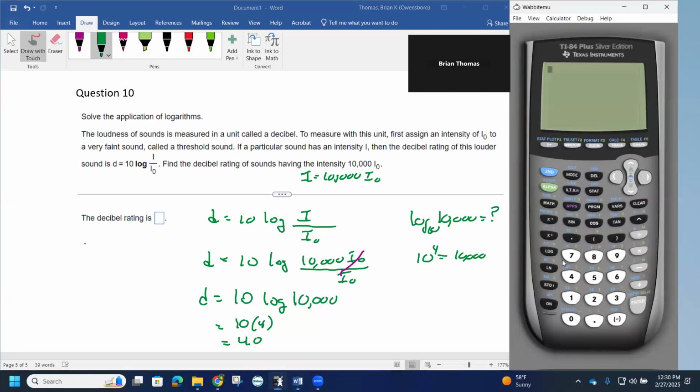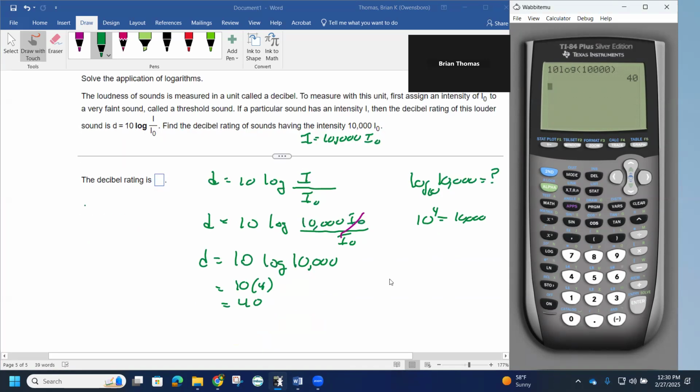So again, you could have also typed in 10 times the log of 10,000 into your calculator. So you can just type in 10 common logarithms, so base 10, of 10,000. And that should also give you 40. So you can also just type that in if you like. But you can evaluate the log of 10,000 without a calculator because 10 to the fourth power is 10,000. So that concludes our application.